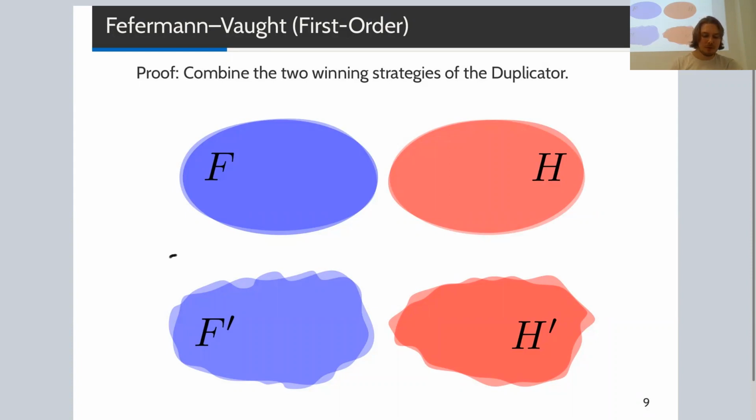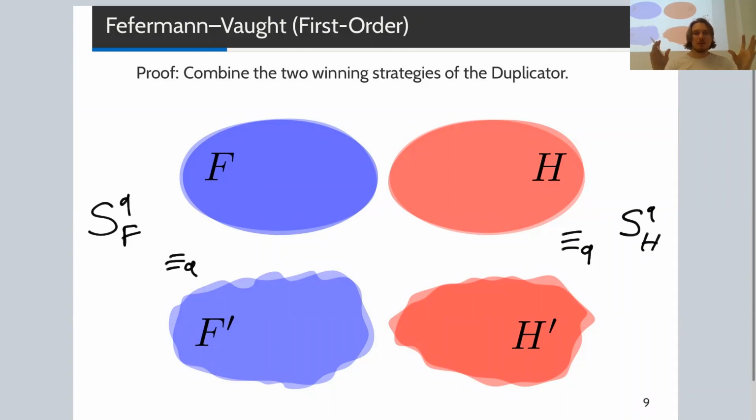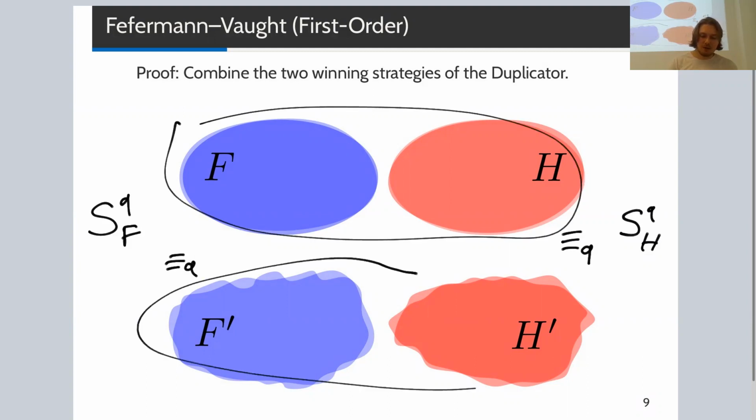F and F prime are Q equivalent, so there exists a strategy, let's call it S_Q^F, for the duplicator to win the Q round Ehrenfeucht games on F and F prime. Similarly, H and H prime are Q equivalent, which means there exists a strategy S_Q^H for the duplicator for the game on H and H prime. So if we look at only the blue part or only the red part, there we have a strategy for the duplicator to win. But now we need a strategy for the union of the two graphs: a strategy for the duplicator on the graph F union H and the graph F prime union H prime.